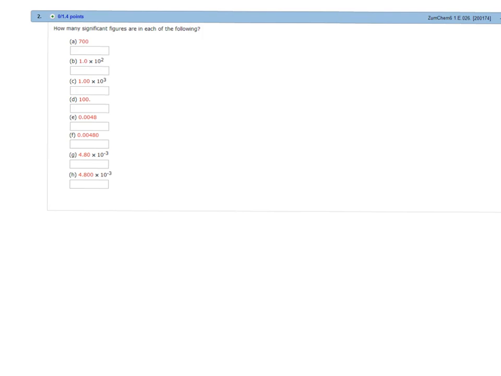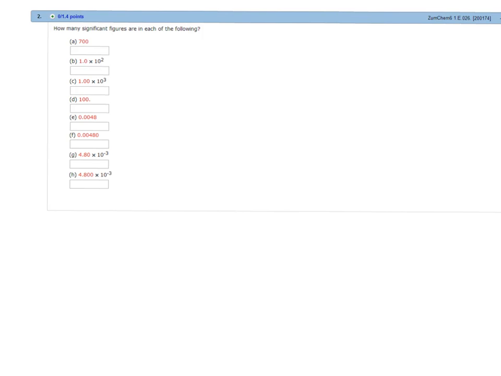So in this one, they're asking how many significant figures are in each of the following. You just need to know the rules for significant figures. The tricky part about significant figures is that sometimes zeros are counted as significant and sometimes they're not. So in question A, we have 700. We have to assume that the zeros that follow the 7, which are called placeholder zeros, are not significant.